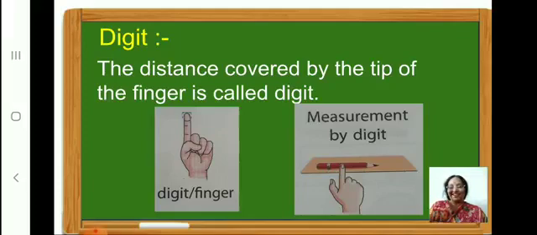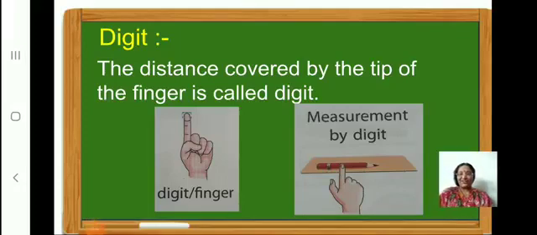Okay? Children, now let us measure this matchbox with the help of our digit. Ready? 1, 2, 3, 4. Therefore, children, the length of this matchbox is 4 digits. Children, always remember, measurements by body parts are rough measurement. It is never accurate. Okay?